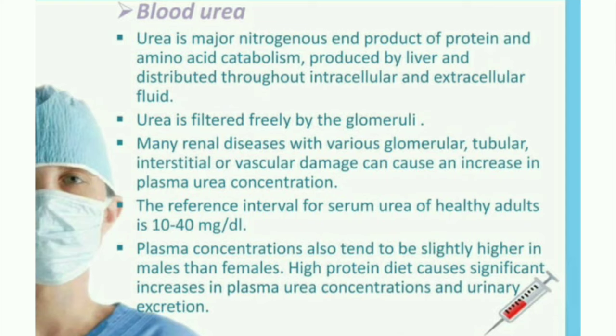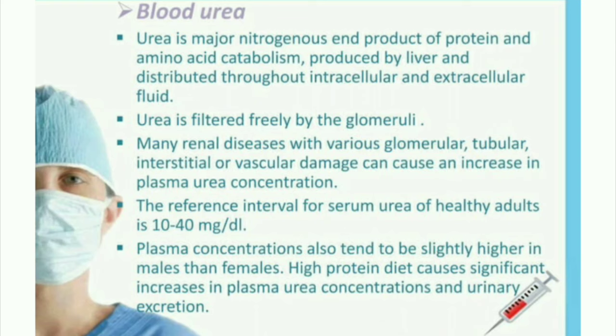Blood urea. Urea is the major nitrogenous end product of protein and amino acid catabolism, produced by the liver and distributed throughout intracellular and extracellular fluid. Urea is filtered freely by the glomeruli. Many renal diseases with various glomerular, tubular, interstitial or vascular damage can show an increase in plasma urea concentration.